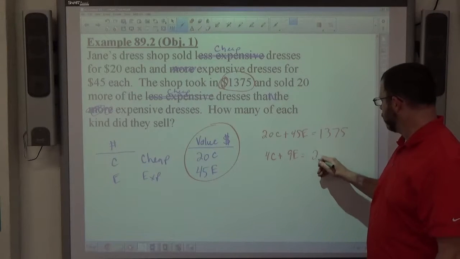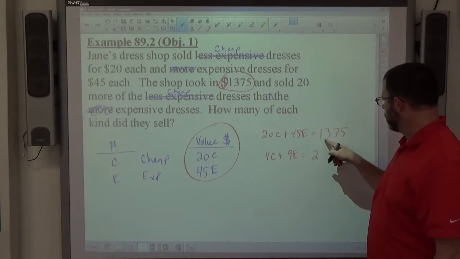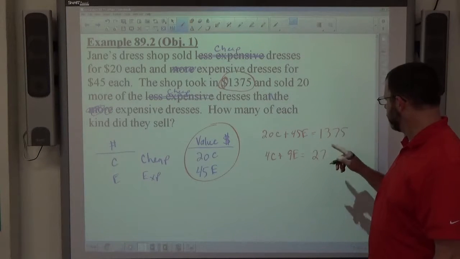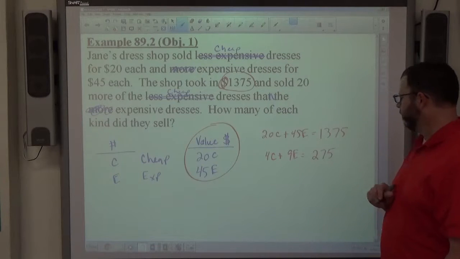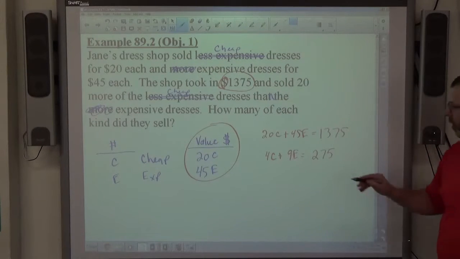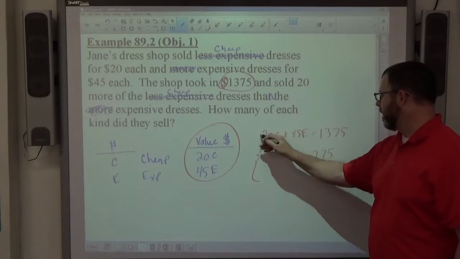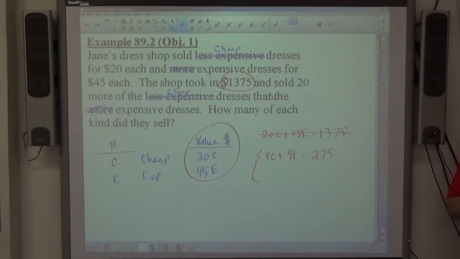Let's see, that'd be 4C plus 9E, or sorry, 4C plus 9E is equal to 275. This equation is equivalent to the top equation, easier to work with smaller numbers.